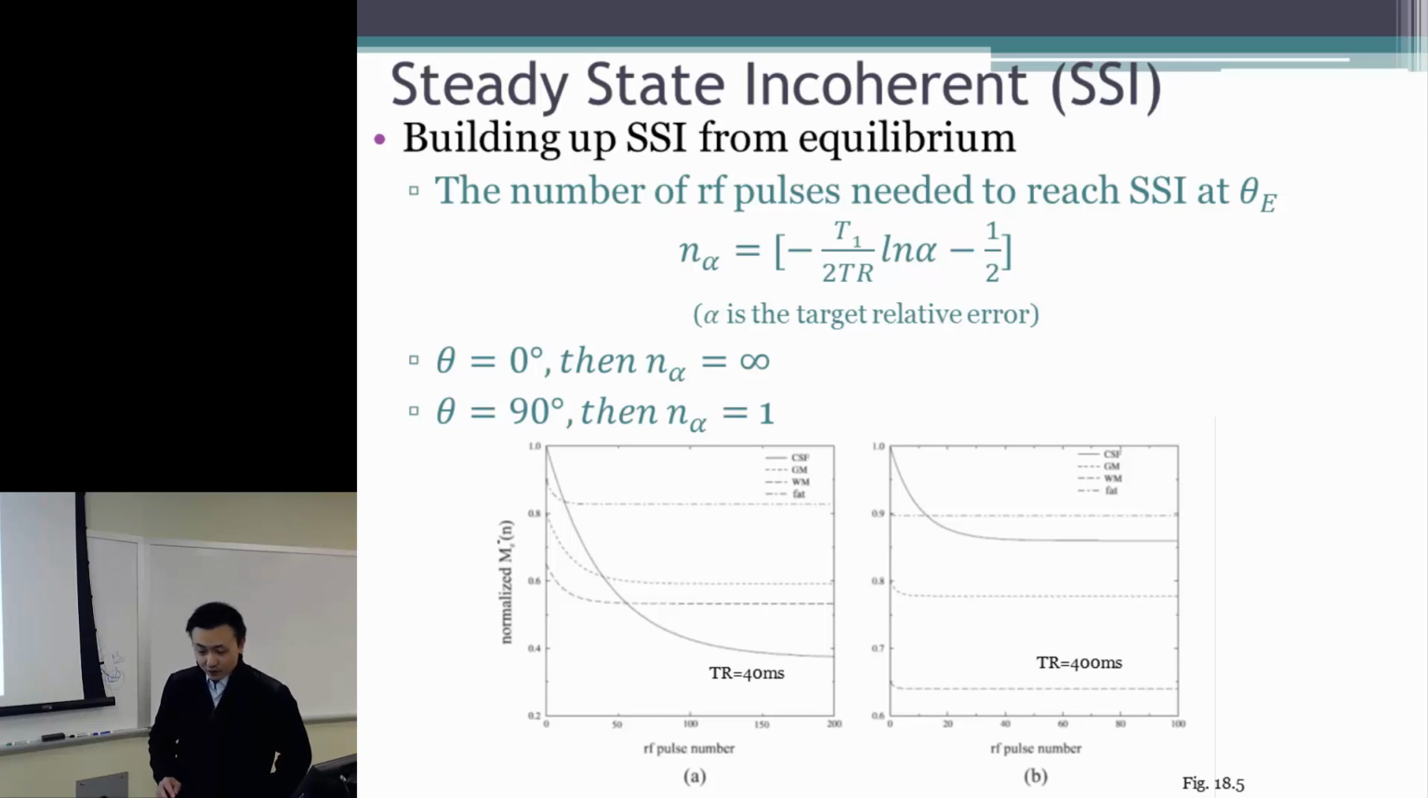Okay, so when applying a series of RF pulses to achieve this steady state, we understand that we require a repetition of these RF pulse cycles so that the magnetization will reach the steady state, right? If it's not the 90 degree. So we have analyzed the number of RF pulses needed to reach the steady state if we are using the Ernst angle.